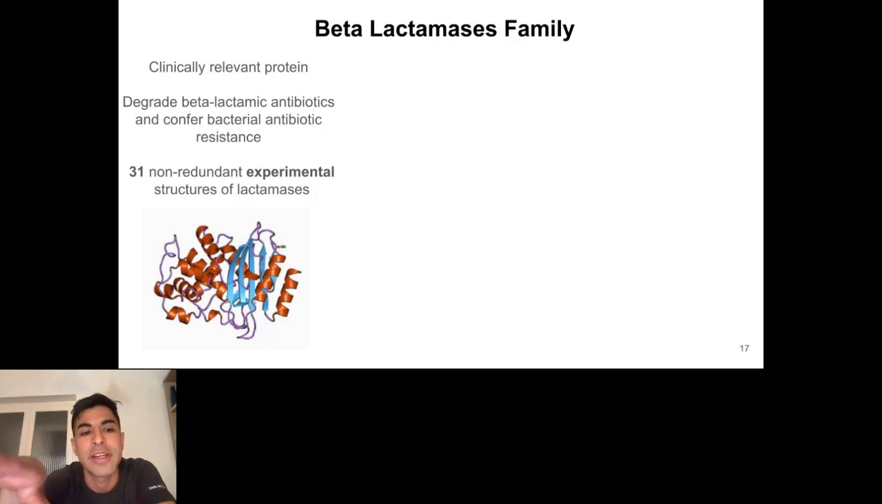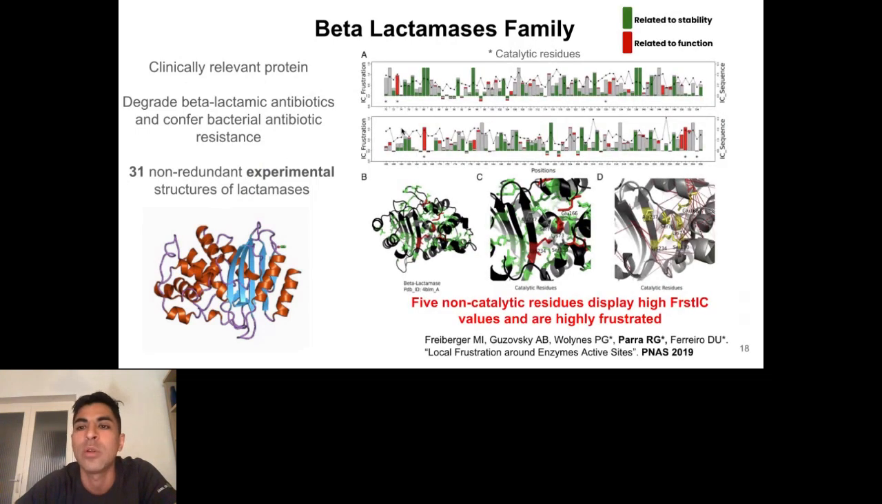And remember, this work is pre-AlphaFold, so it was not that easy to find a protein family with at least 30 members of non-redundant sequences. So beta-lactamases, because of their clinical importance and their ability to confer antibiotic resistance, are one of the few families that at the time had enough data to try our method. So we had 31 non-redundant experimental structures, and we calculated the conservation of local frustration at each of the positions of the multiple sequence alignment.